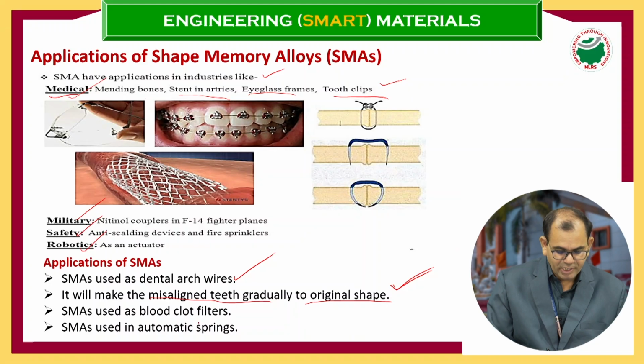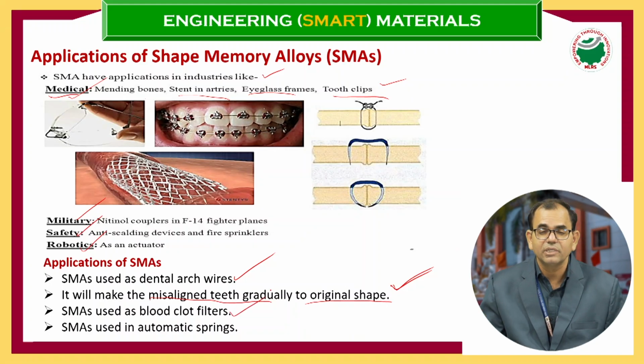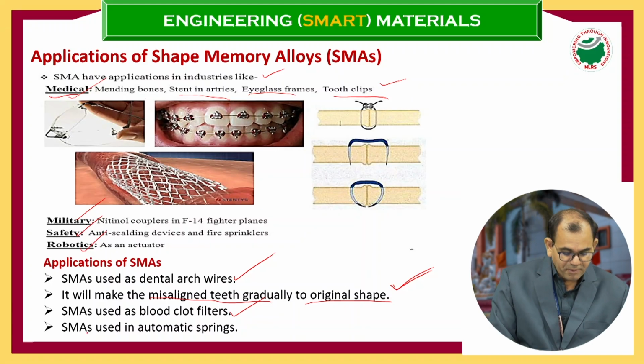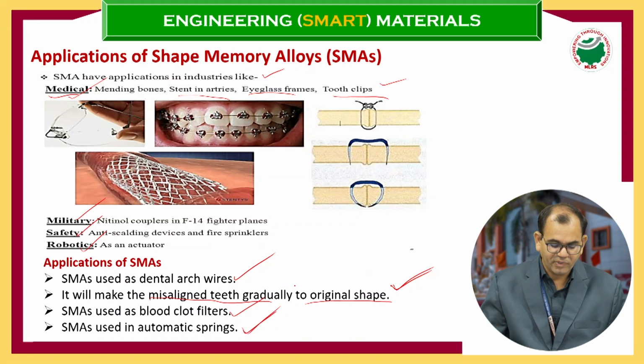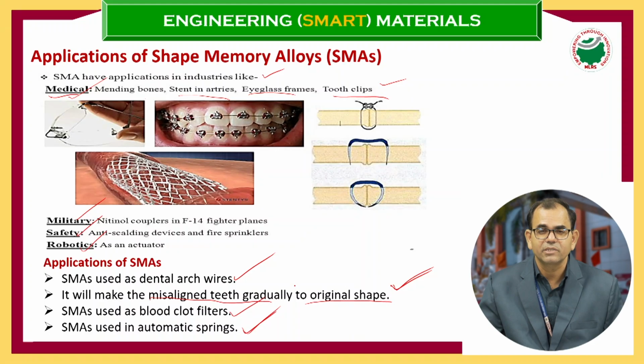Shape memory alloy is used as blood clot filters. Clotting means forming lumps. And shape memory alloy is used in automatic springs. As I told you, Tic Tac pens, Kit Kat pens. Basically, when we apply pressure, it compresses, and upon removing the pressure, it goes to its original position. That's also a best example for automatic springs. This is about shape memory alloys.